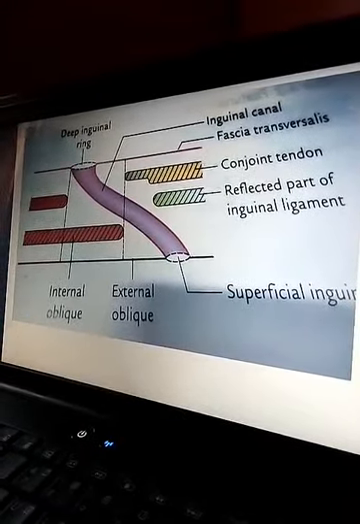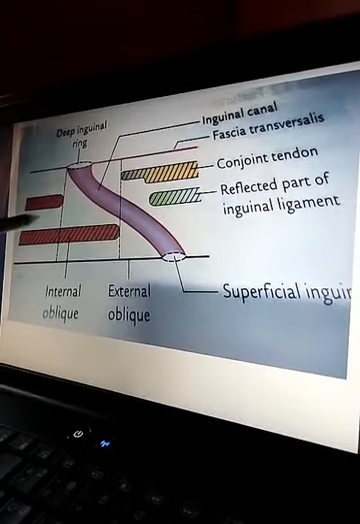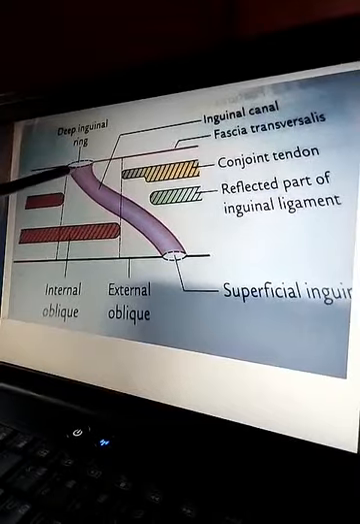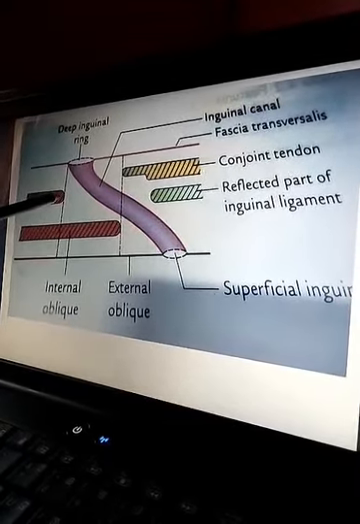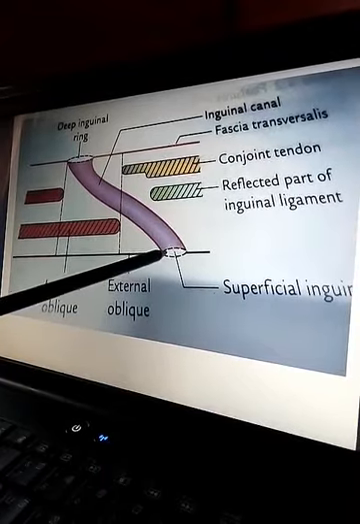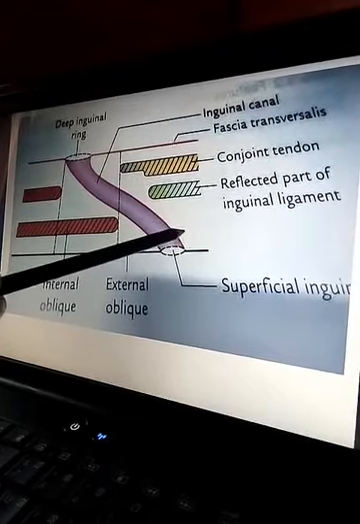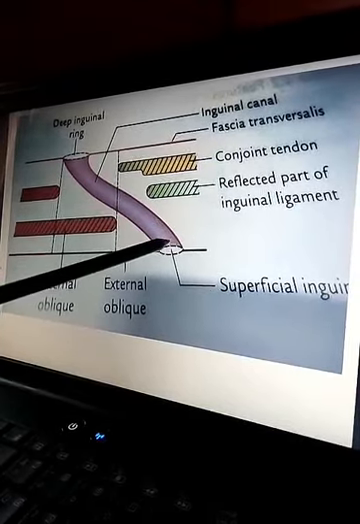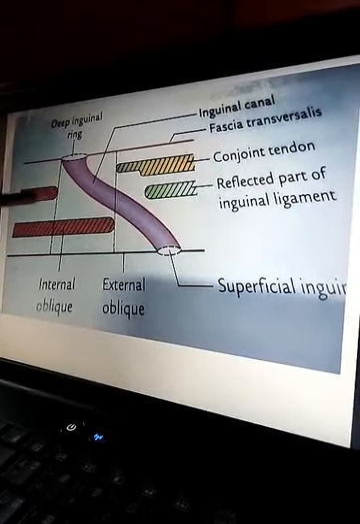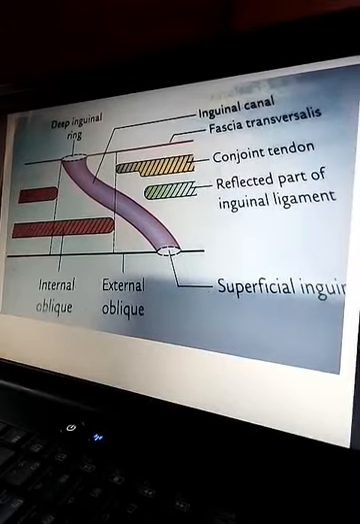Another is the guarding of the inguinal rings. The deep inguinal ring is guarded anteriorly by the internal oblique muscle, and the superficial inguinal ring is guarded posteriorly by the conjoint tendon and reflected part of the inguinal ligament. That is known as guarding of the inguinal rings.